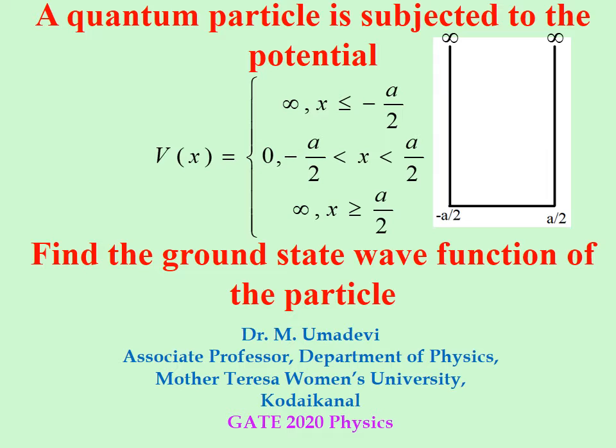I would like to solve a problem in quantum mechanics. A quantum particle is subjected to the potential V of x equal to infinity when x is less than or equal to minus a by 2, and it is 0 if x lies between minus a by 2 to a by 2, and it is infinity if x is greater than or equal to a by 2. Now in this we have to find the ground state wave function of the particle. This problem was asked in GATE 2020 in physics.